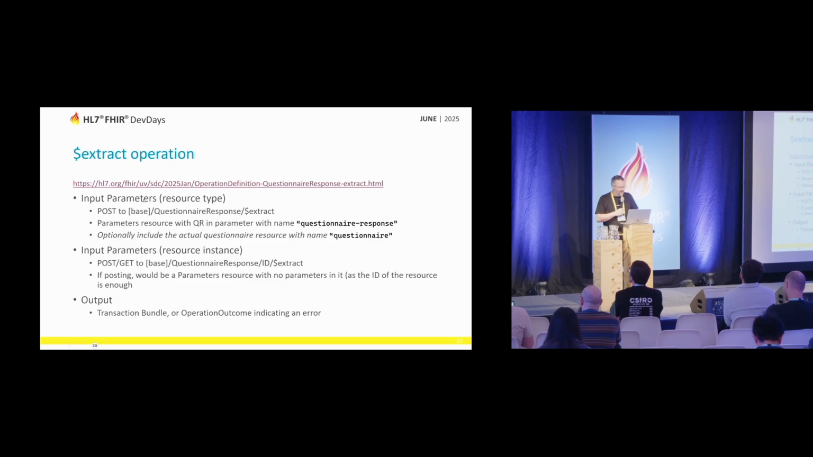Once again, it's an input Parameters resource, where you can post the whole QuestionnaireResponse. You can optionally throw in the Questionnaire, so if your extractor doesn't have access to the Questionnaire, you can pass that through. I've done that for some debugging and to make it easier to have an external service, which is kind of cool. Otherwise, you can do it against the QuestionnaireResponse ID $extract, whether it's a POST or a GET. If you've already sent it to the server, you don't need to send it again. You can just say, extract and give me your stuff.